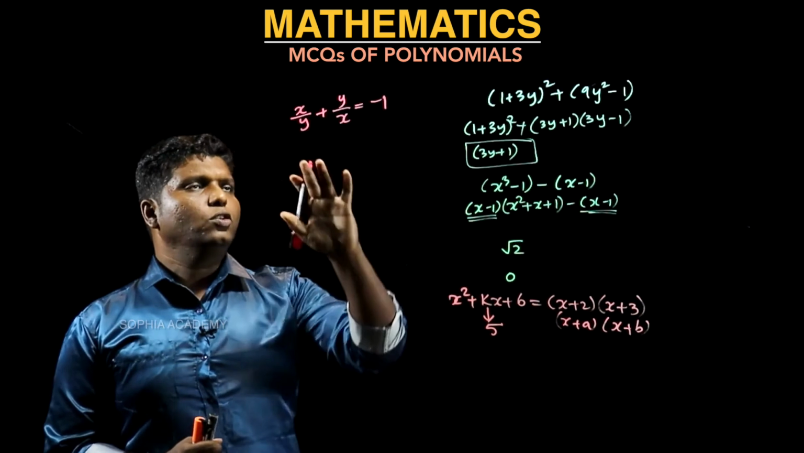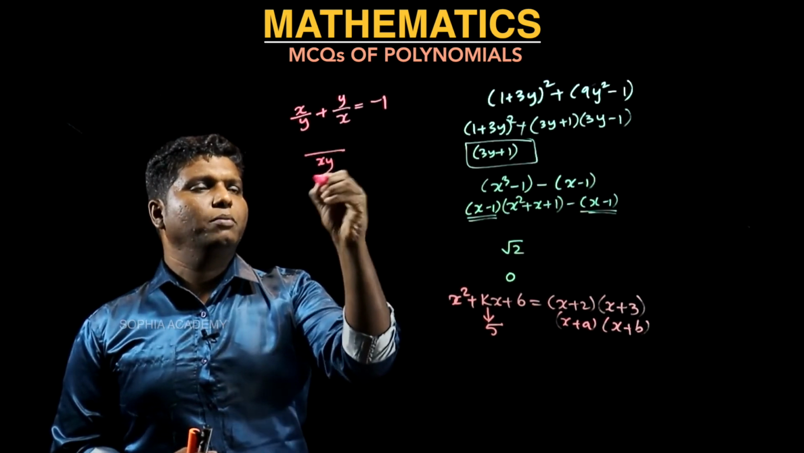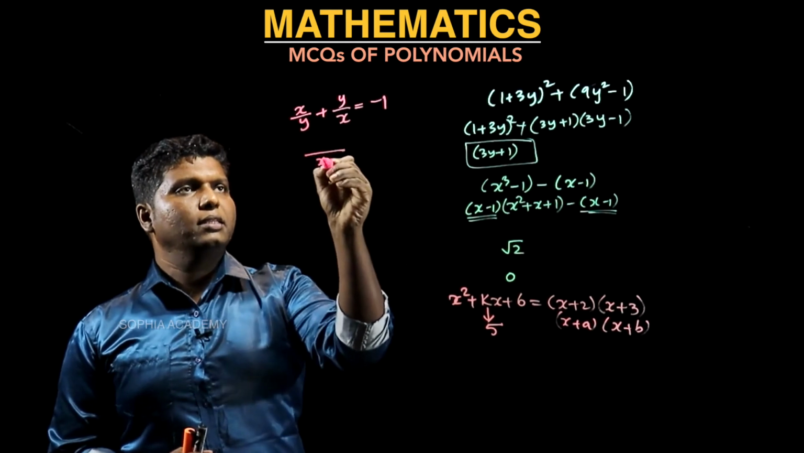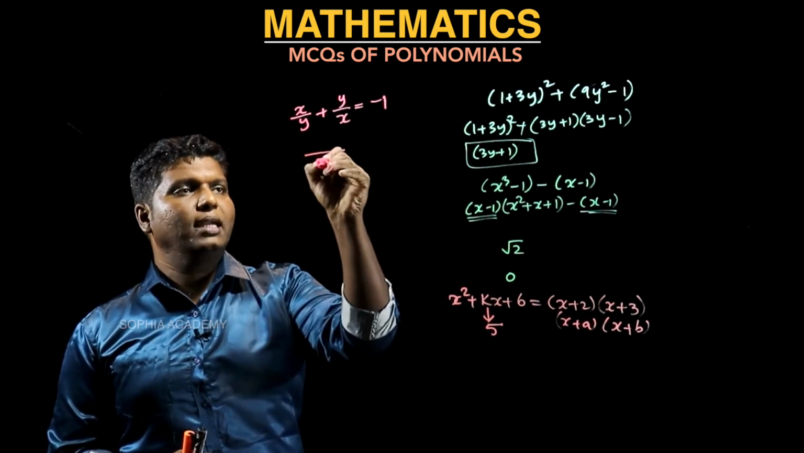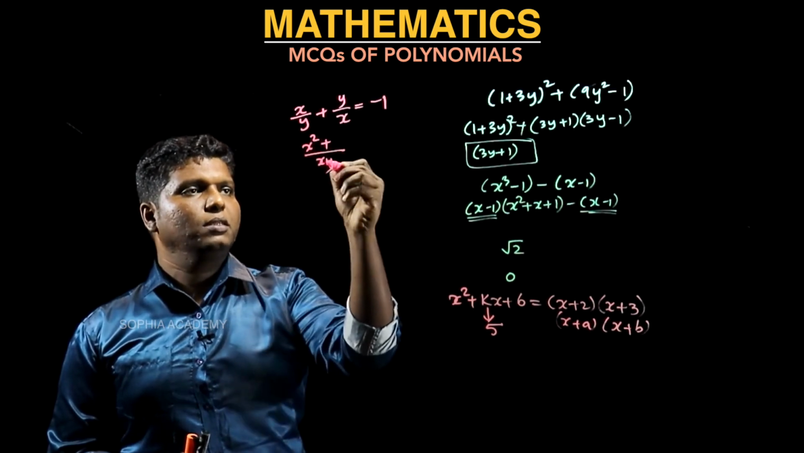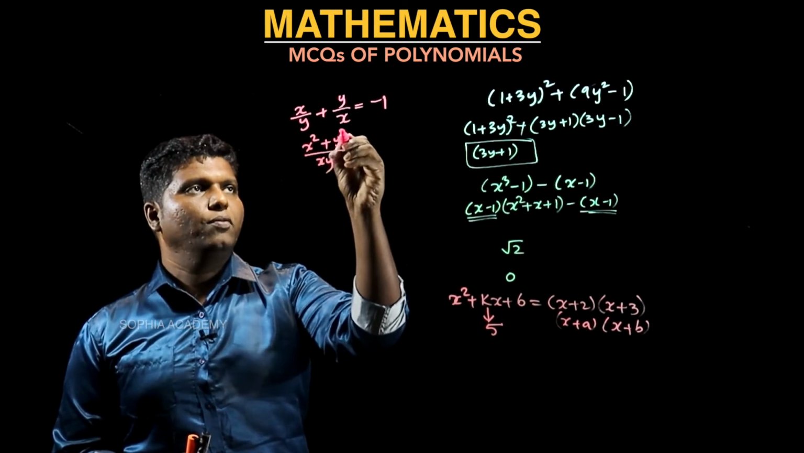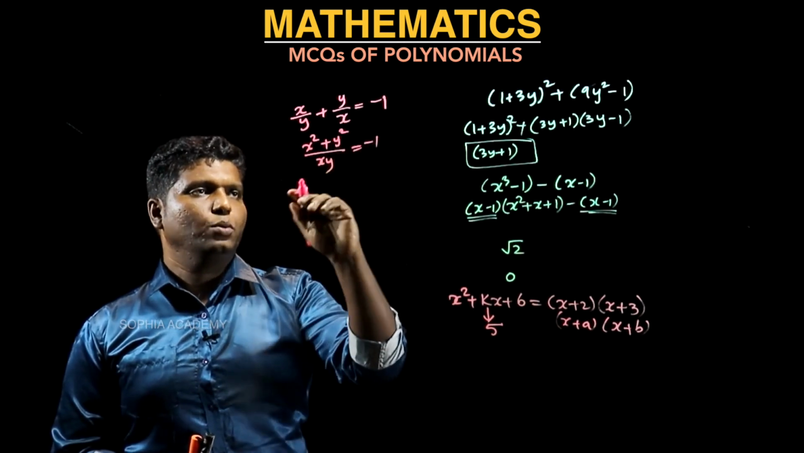Okay. So from this one, if you're taking the LCM, xy will become the LCM. Dividing this LCM by this one, y and y will get cancelled. x into x is x square. Plus, because it is plus here, x and x will cancel, y into y is y square itself, is equal to minus 1.